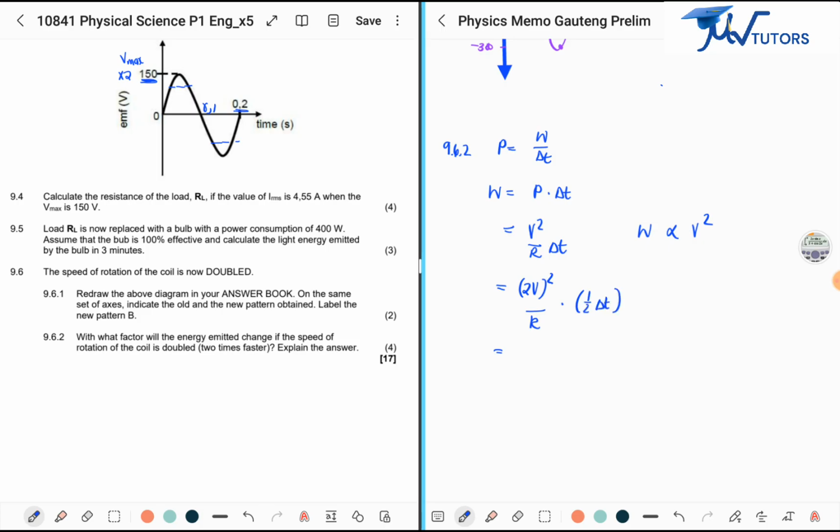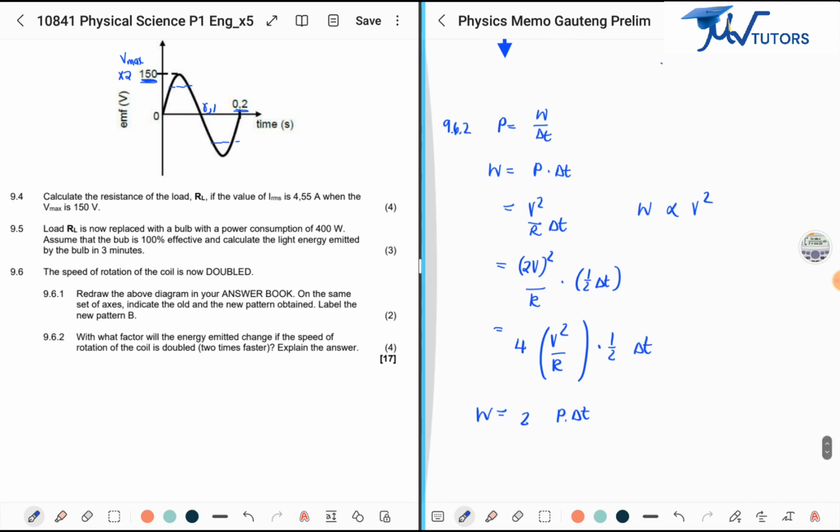Now, what would 2 squared be? That would be 4. Then I still have my V squared over R, that's in terms of power, and then we also have the half, which is delta T. Ultimately, 4 times a half is 2, and that goes back to P delta T. So what is the factor? With what factor will the energy emitted change if the speed of rotation of the coil is doubled? Basically, that would be 2 times. And that's it for question 9.